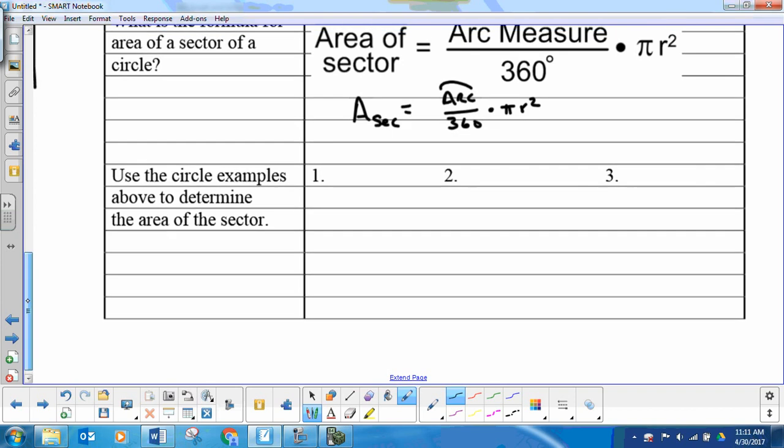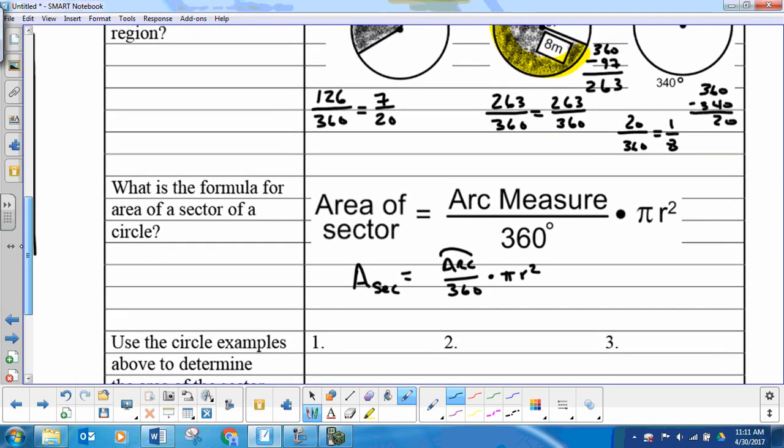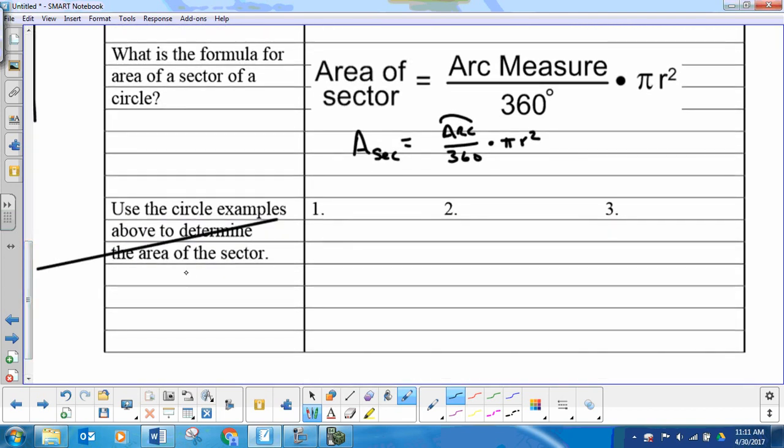Just using the information from above, we've got a radius of 4.5 miles. So I'm going to do r is equal to 4.5. And the area of the sector is equal to arc divided by 360, multiplied by pi r squared. And I'm just going to substitute.